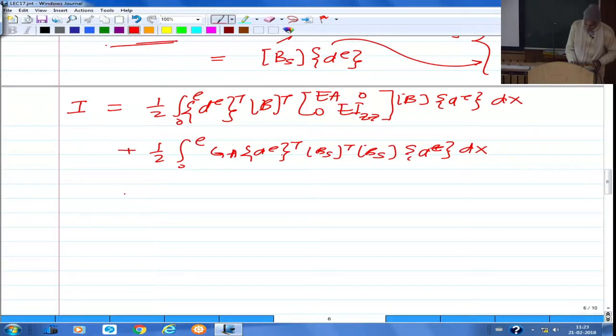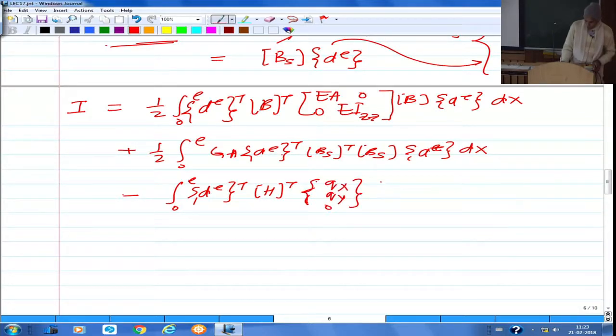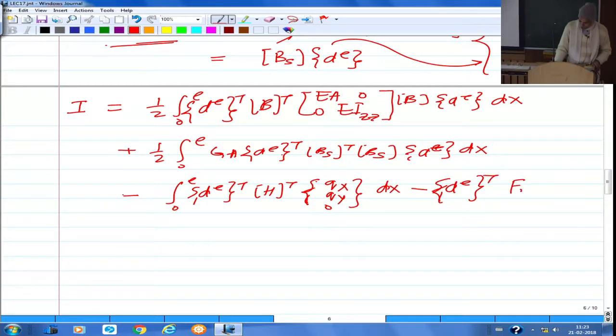The contribution due to the external force is integral 0 to L DE transpose, then you will have H transpose, and then you will have this Qx Qy 0, and then you have this dx, and the last term you can write as simply D transpose into F internal for the element. So you know how we write that.